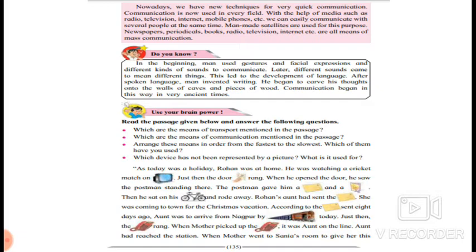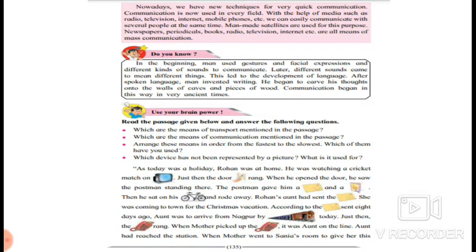Rohan's aunt had sent the postcard. She was coming down to town for the Christmas vacation. According to the postcard sent 8 days ago, aunt was to arrive from Nagpur by train today. Just then, the telephone bell rang. When mother picked up the phone, it was aunt on the line. Aunt had reached the station.